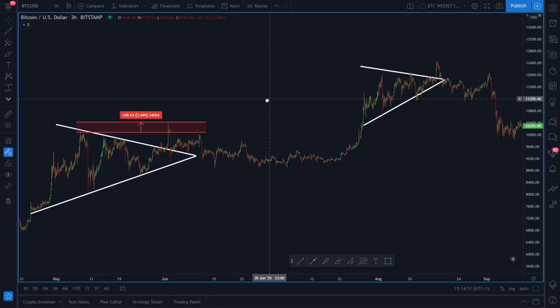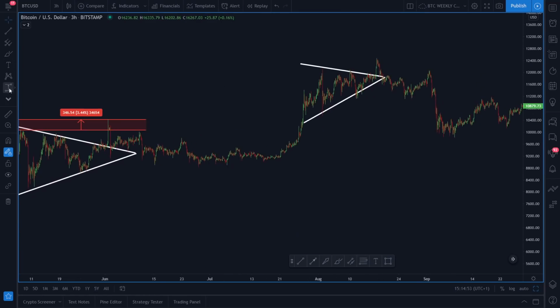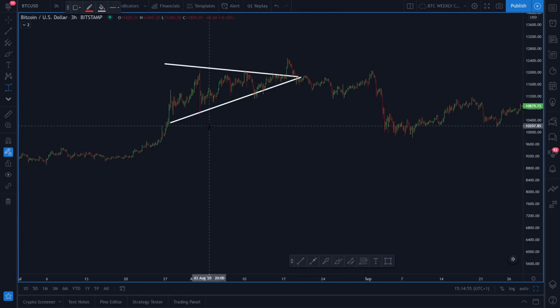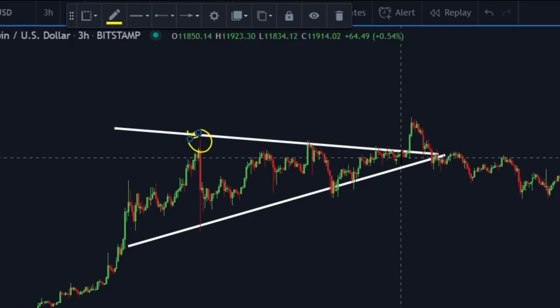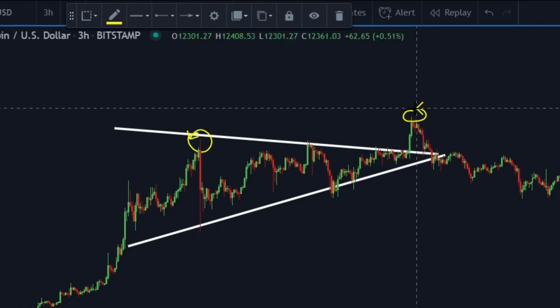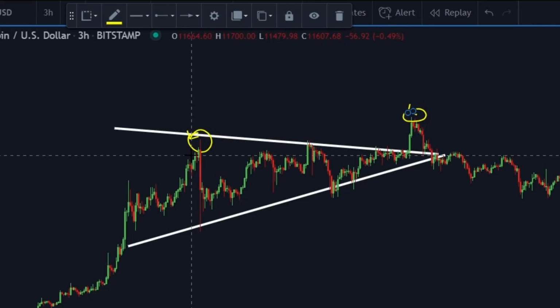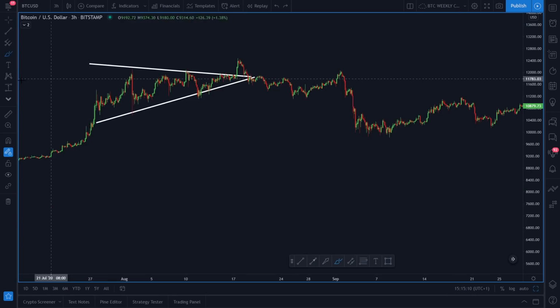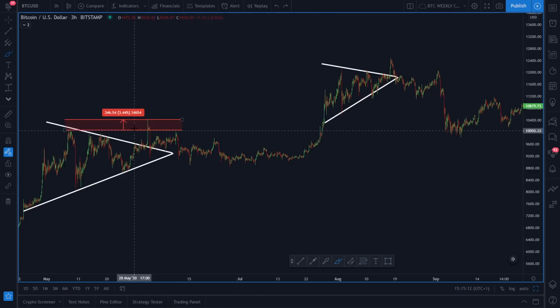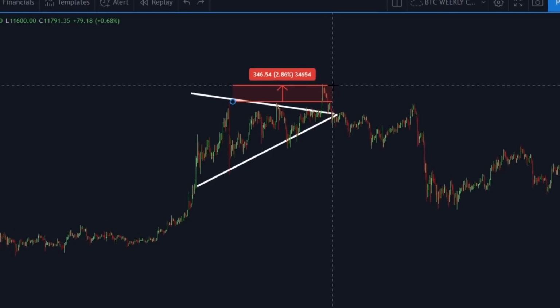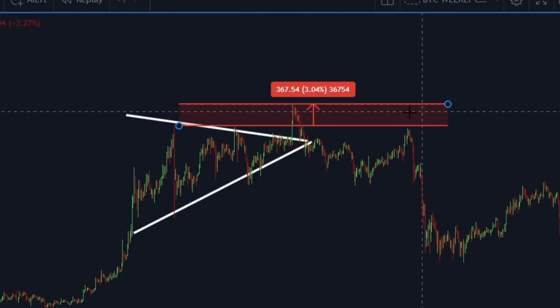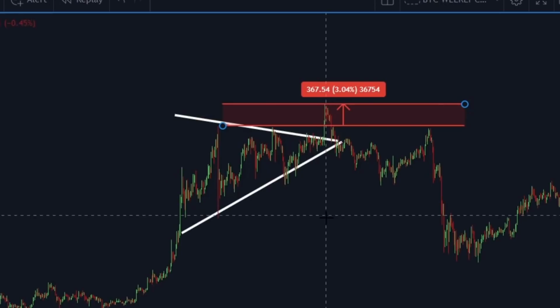So let's take this into consideration and look at another scenario. Here we talked about the possible similarities, breaking out of this symmetrical triangle. If you look at this move here, guys, this here was the highest point, but this breakout was clearly higher than the previous high. So just like with the previous example, we will take this price range from this high to this high area. You can see here around 3.04%.